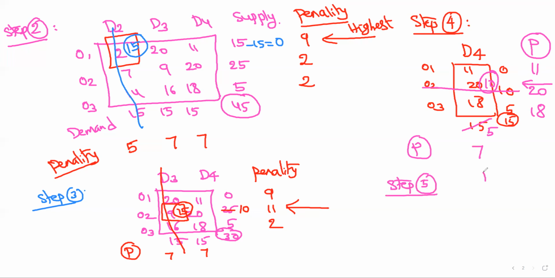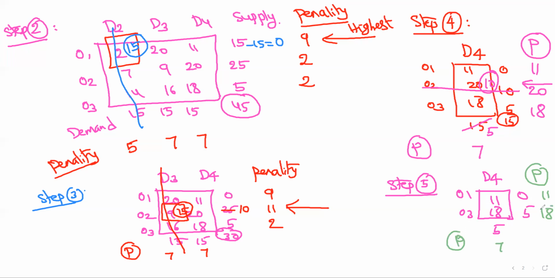D4 is there column wise, and row wise we have O1, O3. Write the cost here, 11, 18, with supplies 0, 5, and 5 here. Again, we have to write the penalties. Row wise, we have only one element, so we write it directly as the penalty. This is also written directly. And column wise, you write the penalty as 7.